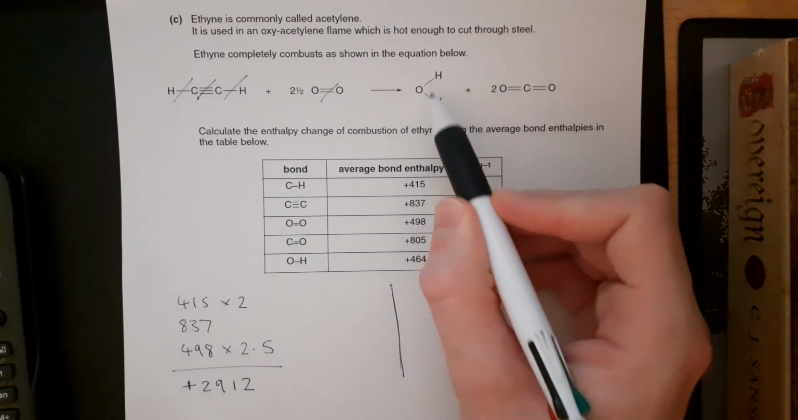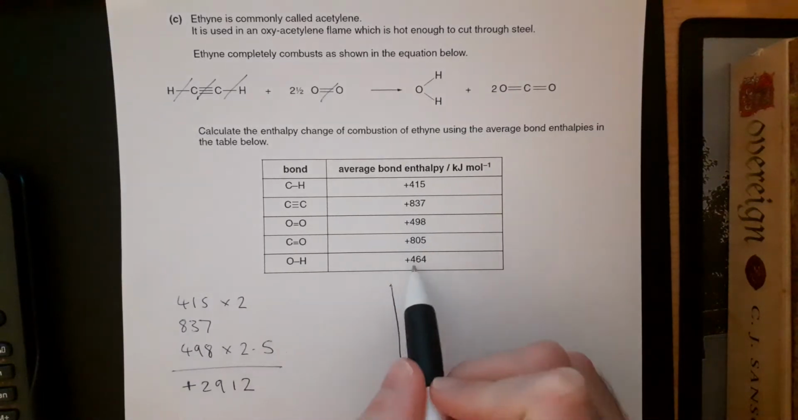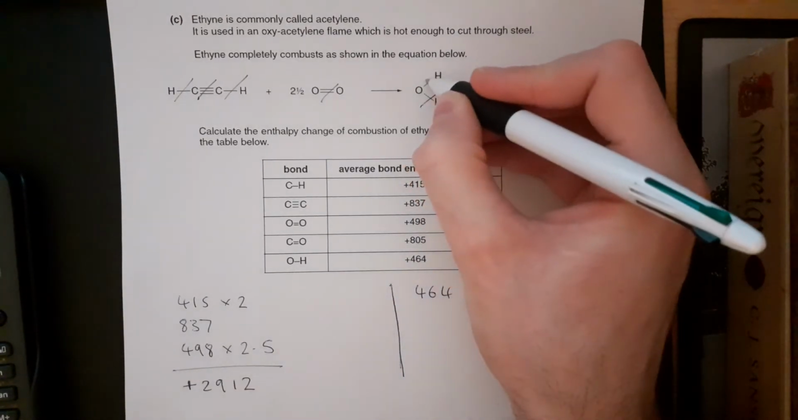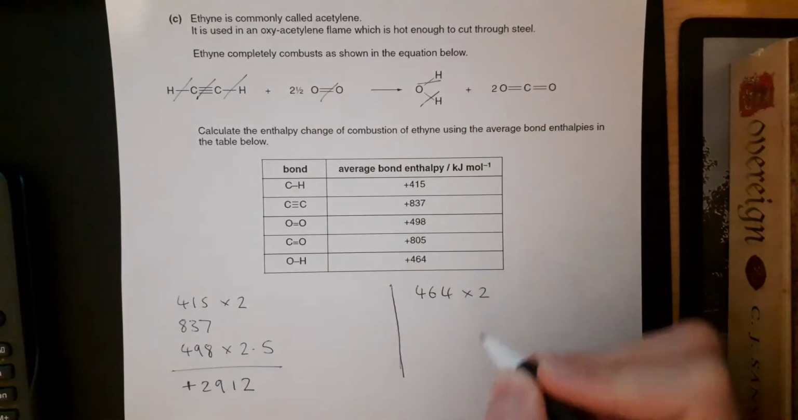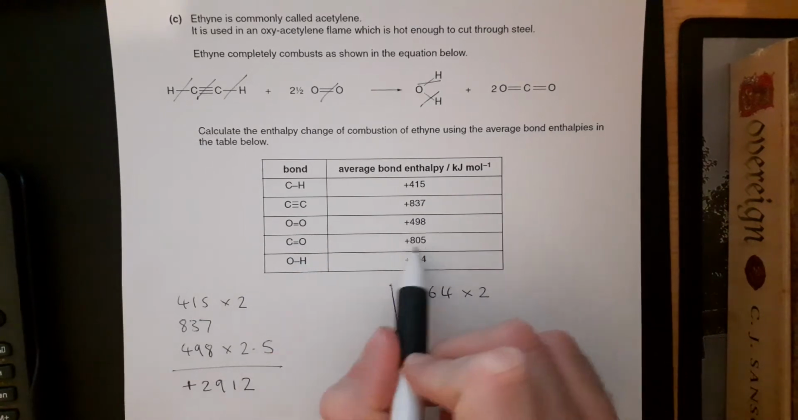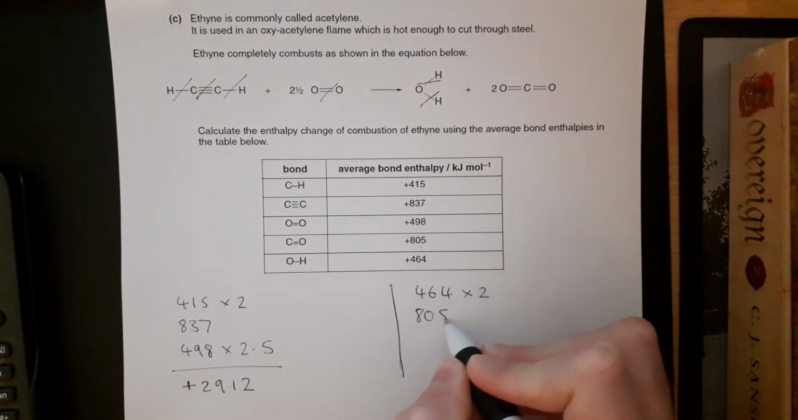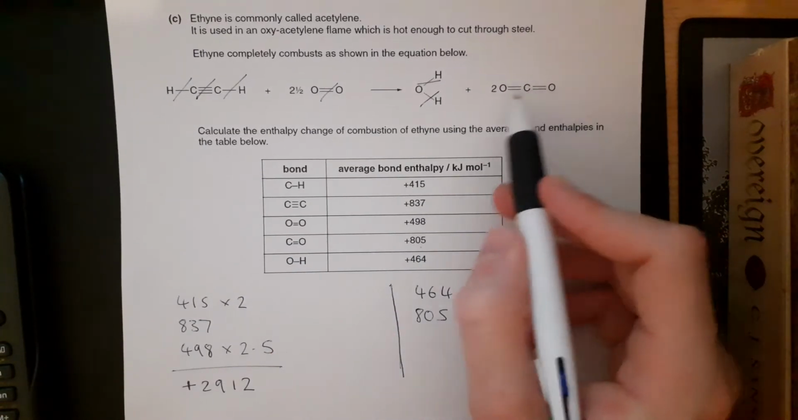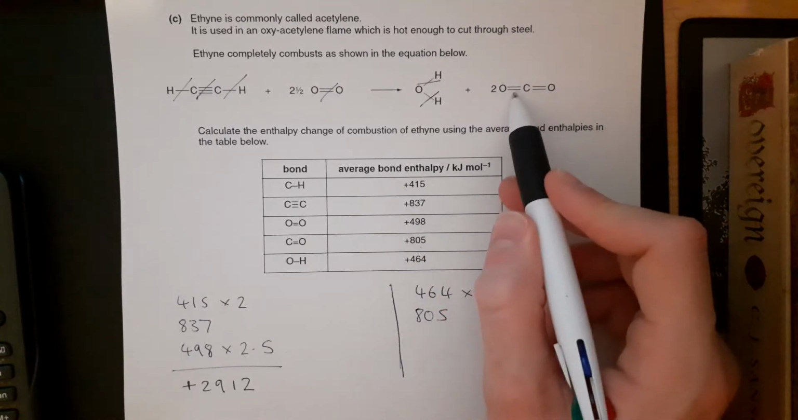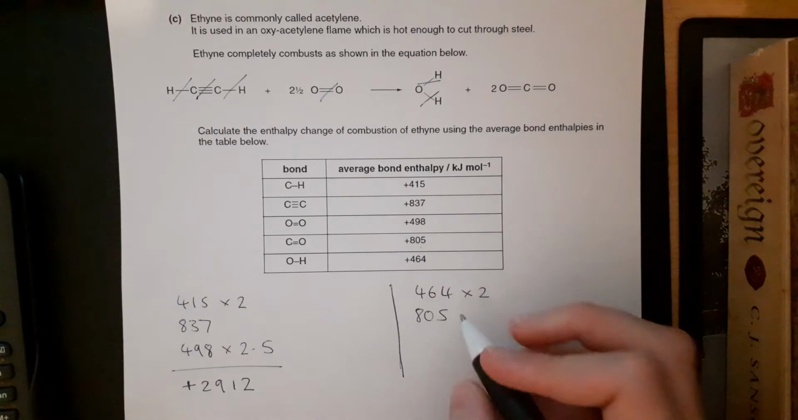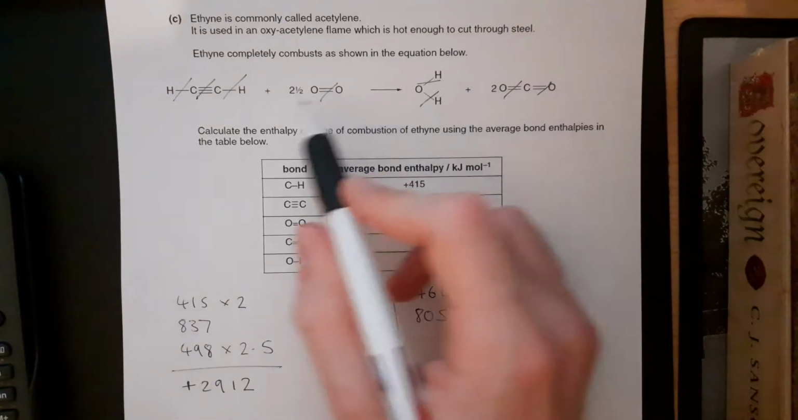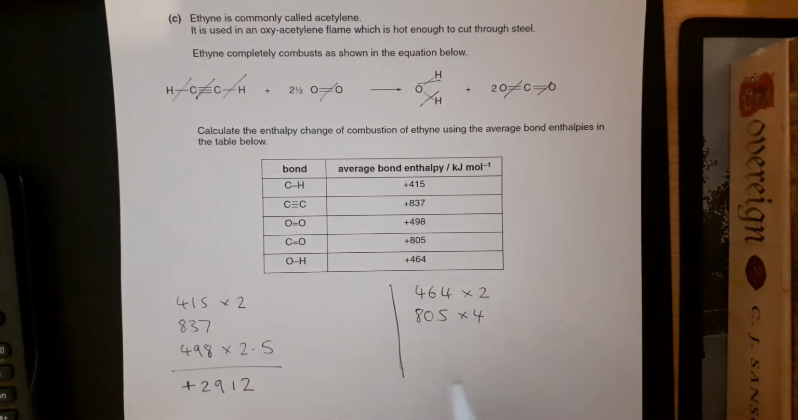Well, we've got the OH bond, which is this 464. And we've got that twice. And then we've got the CO double bond, which is 805. And we've got that twice, but then we need to times that by 2 as well because we've got 2 CO2 molecules. So we've got in total 4 CO bonds. And then we've done that as well. And then, yeah, we haven't missed any bonds here. We've ticked everything off. Okay.